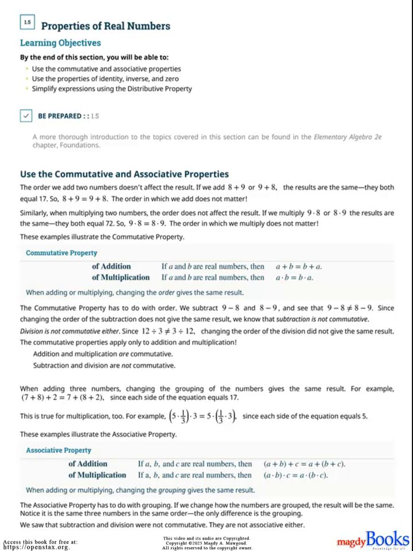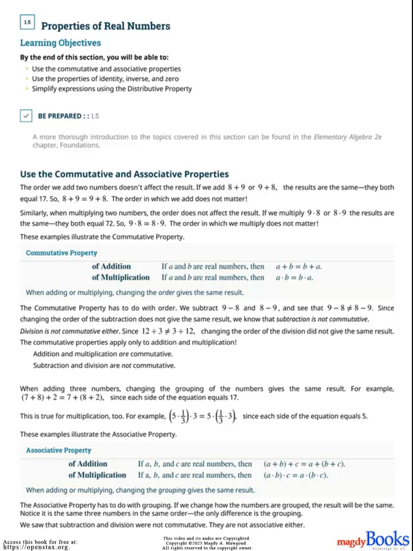Commutative property. A. Of addition. If a and b are real numbers, then a plus b equals b plus a. B. Of multiplication. If a and b are real numbers, then a times b equals b times a. When adding or multiplying, changing the order gives the same result. The commutative property has to do with order.